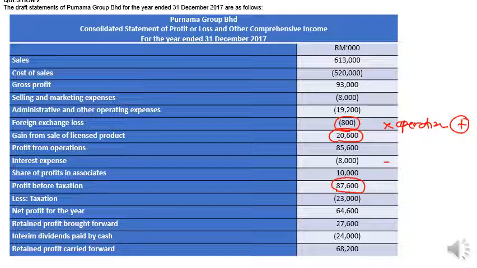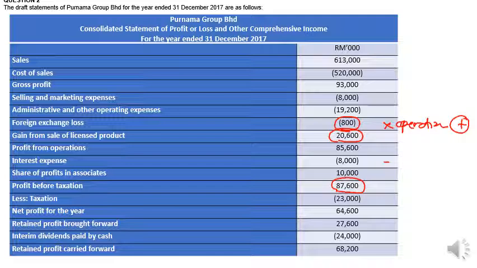The thing that you need to focus on for Purnama here is the profit before tax, 87,600. This is the amount that you have here. And then the taxation and net profit, retained earnings brought forward. The other thing that you need to be careful about is the foreign exchange loss. This is not a part of operations, so you need to add this amount back, because you already deducted it.